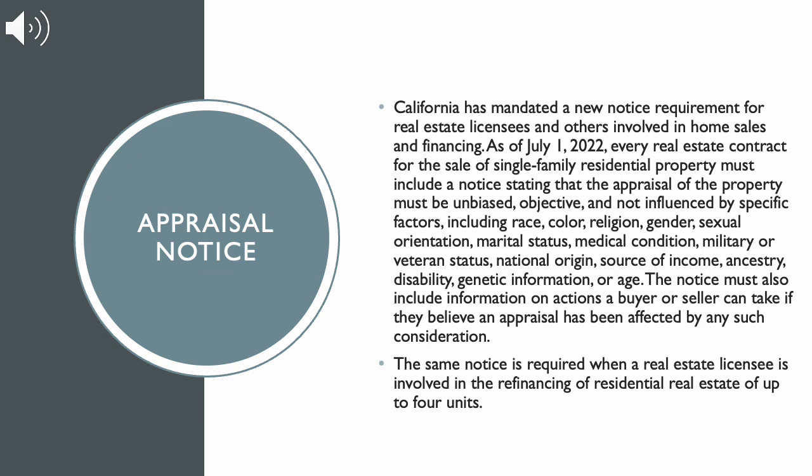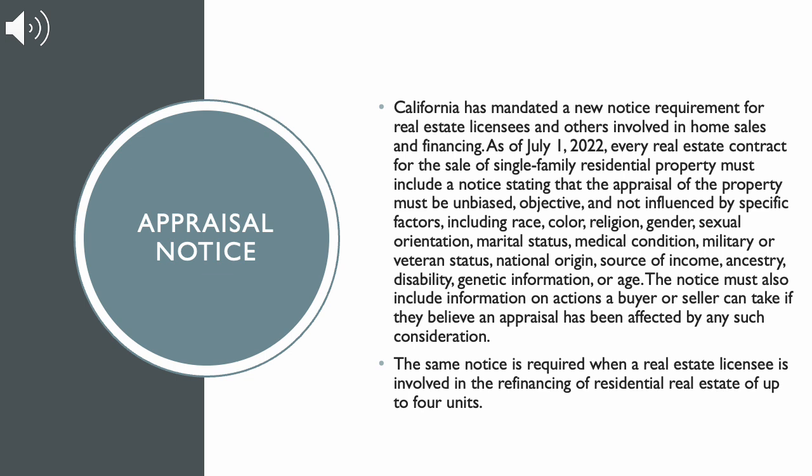California has mandated a new notice requirement for real estate licensees and others involved in home sales and financing. As of July 1st, 2022, every real estate contract for the sale of single-family residential property must include a notice stating that the appraisal of the property must be unbiased, objective, and not influenced by specific factors including race, color, religion, gender, sexual orientation, marital status, medical condition, military or veteran status, national origin, source of income, ancestry, disability, genetic information, or age. The notice must also include information on actions a buyer or seller can take if they believe an appraisal has been affected by any such consideration.